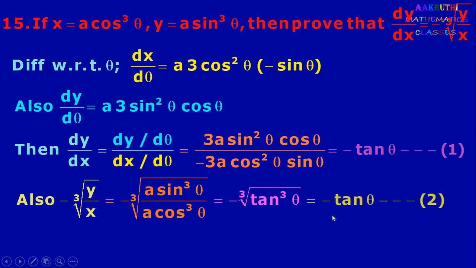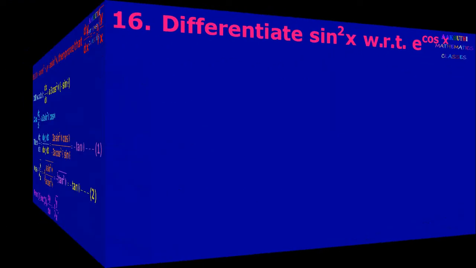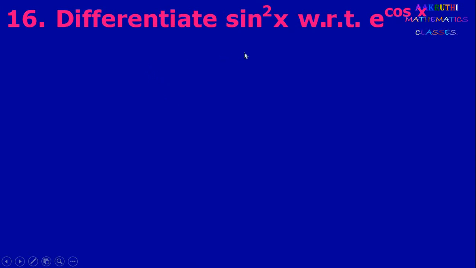Now compare equation 1 and 2. Here we have minus tan theta. Here also it is minus tan theta. Therefore dy by dx equal to minus cube root of y by x. Hence it is proved. So next question, differentiate sin square x with respect to e to the power cos x.